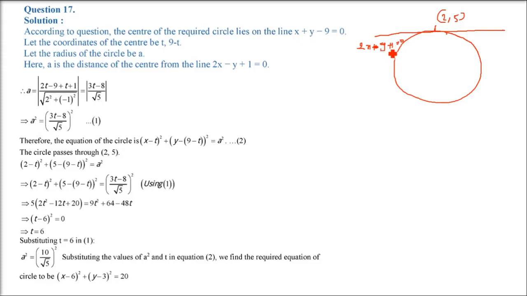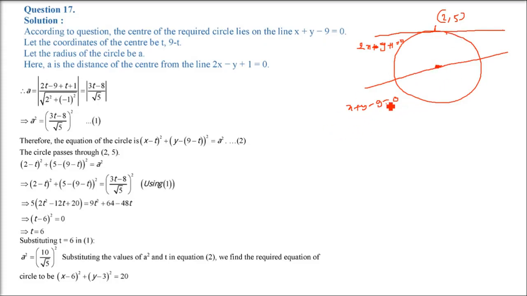And the center of the circle lies on this line, x plus y minus 9 equals 0. So this is the line. The center lies on this line, so the equation is x plus y minus 9 equals 0. The center, h k which we generally take, lies here on the line. So how do we go about this question?